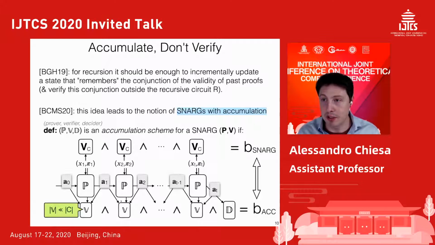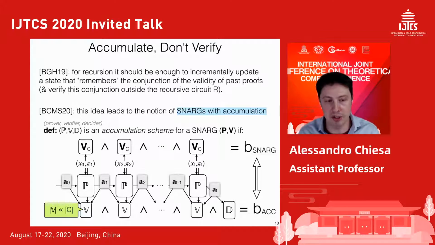So there's a question that says, will T be an input to the accumulation scheme? No, T will not be an input. Just like in recursion, T is just some ongoing process. So I could stop anywhere here and use the decider and know that if all the accumulation verifiers so far accepted and the decider accepted, then I know that all the SNARK proofs that were accumulated so far did verify. So this is an ongoing process.